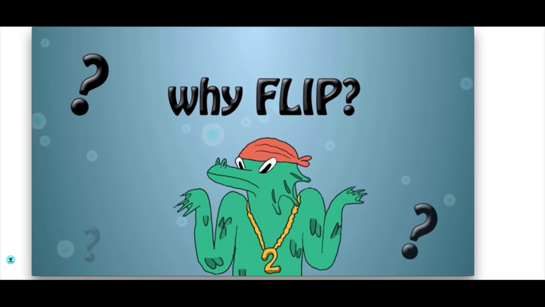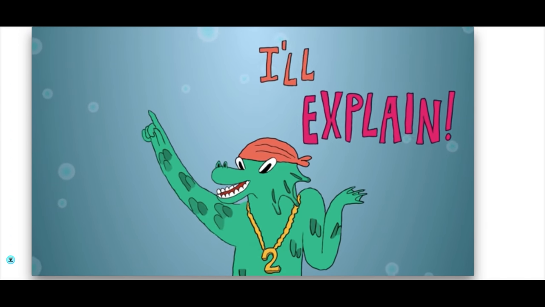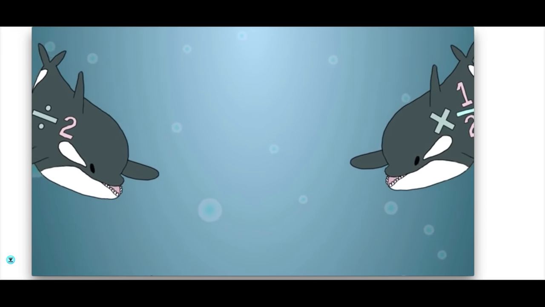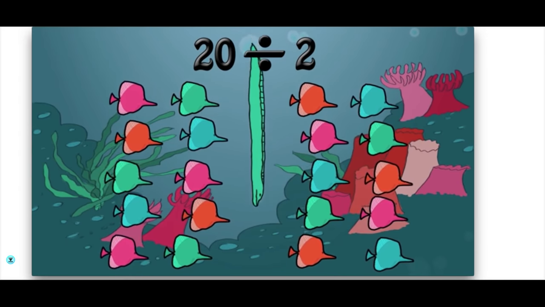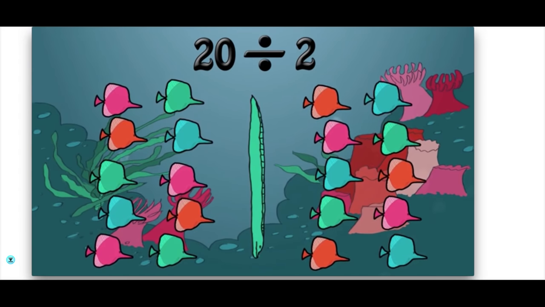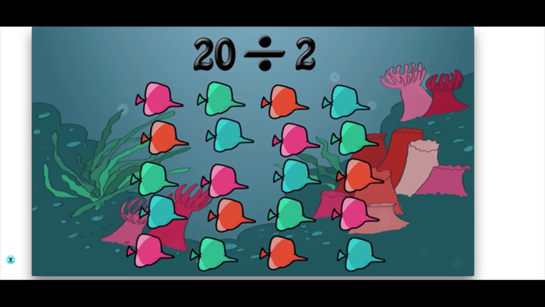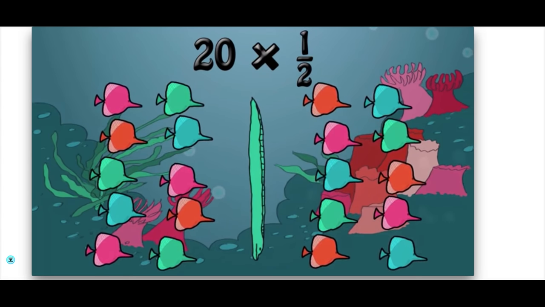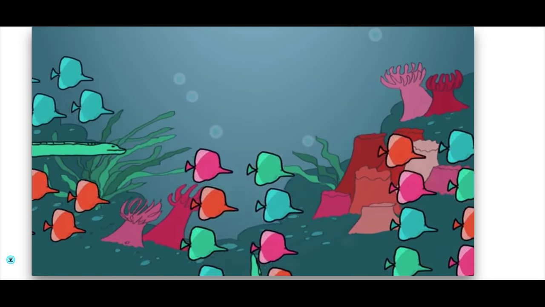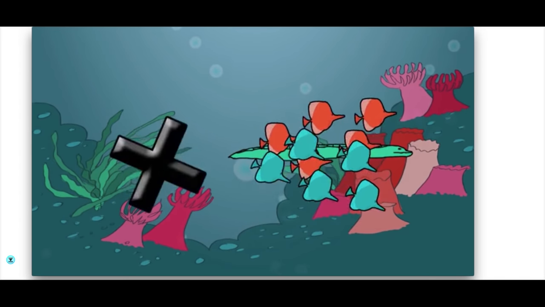Why do we flip it? I'll explain the math. Dividing by 2 is the same as multiplying by half. 20 students in your class divided by 2 would be 10 students. All we can do, 20 students in your class times half is 10. You'll see, you'll get the same thing at the end. Dividing is multiplying by the reciprocal.